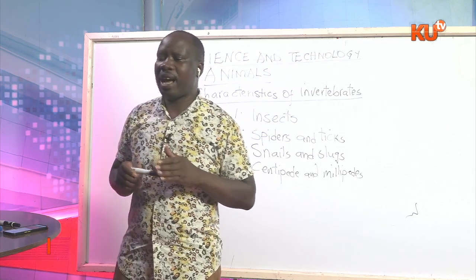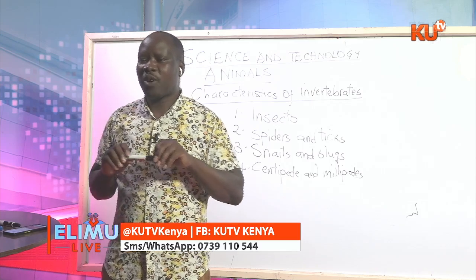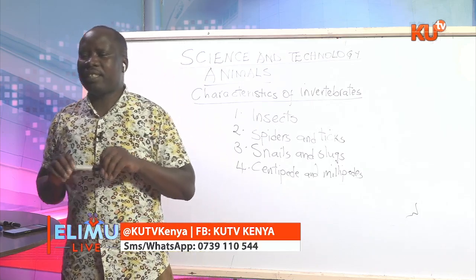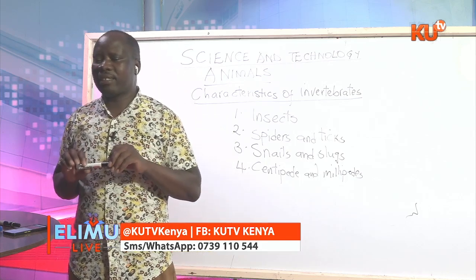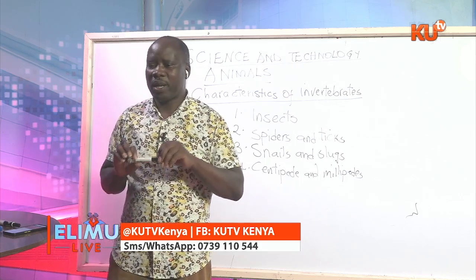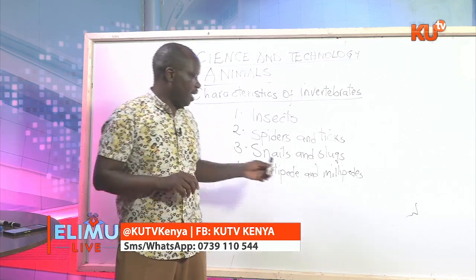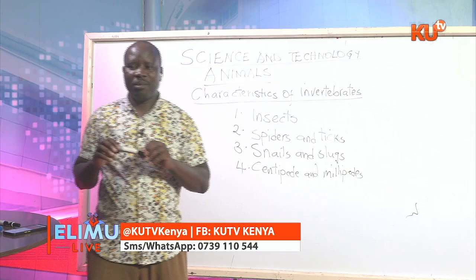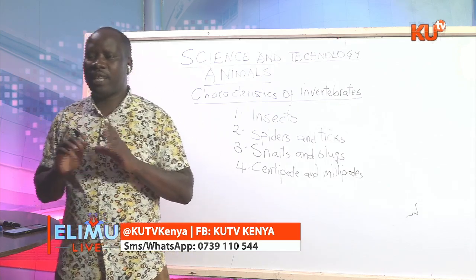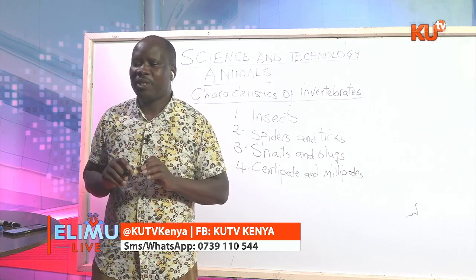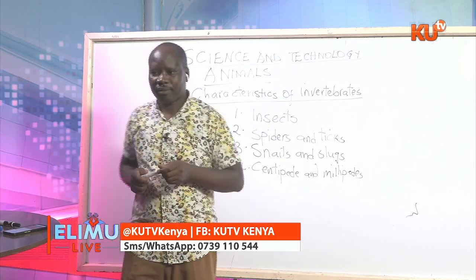Then, snails and slugs also have feelers. And these feelers are also referred to as tentacles. Finally, snails and slugs do not have wings. Those are the four characteristics of snails and slugs. Therefore, if somebody asks you to name the four characteristics of snails and slugs, you can list those characteristics.